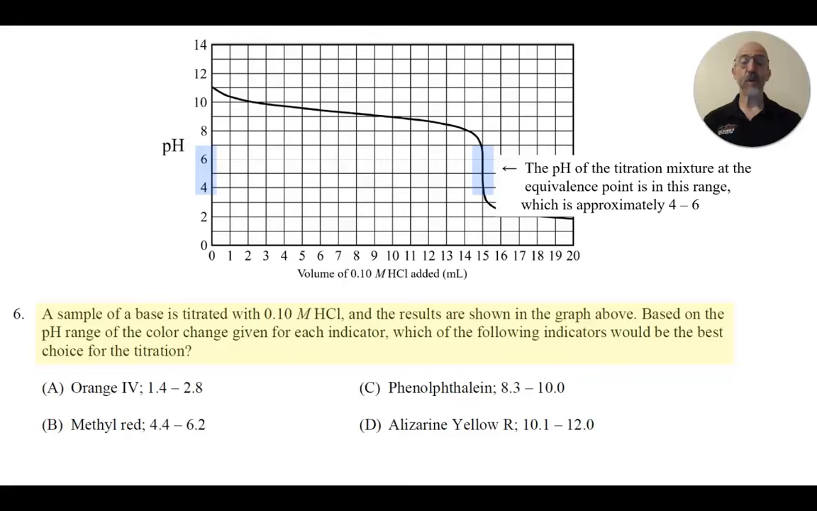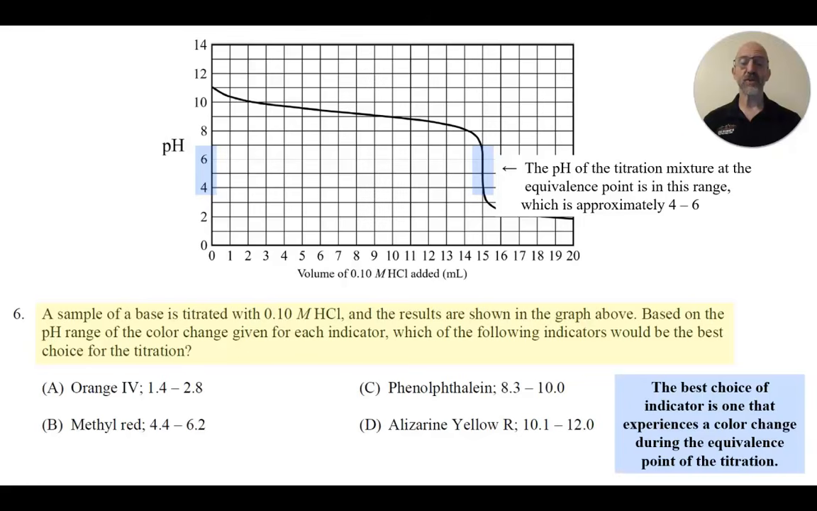Now, that's when we want the pH indicator to change color. So if the pH of the titration mixture at the equivalence point for this titration is in this range, which is approximately between 4 and 6, the best choice for the indicator is the one that experiences a color change during the equivalence point of the titration. So which of these indicators would change color between approximately pH 4 and 6? Well, that makes methyl red the best answer for question 6.